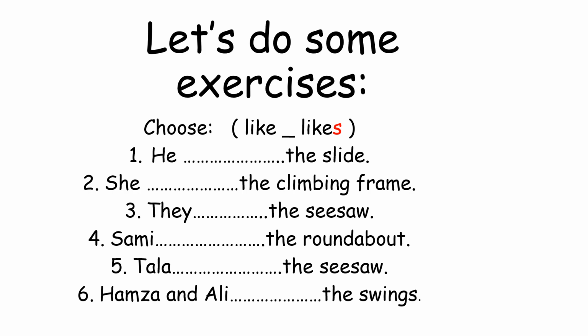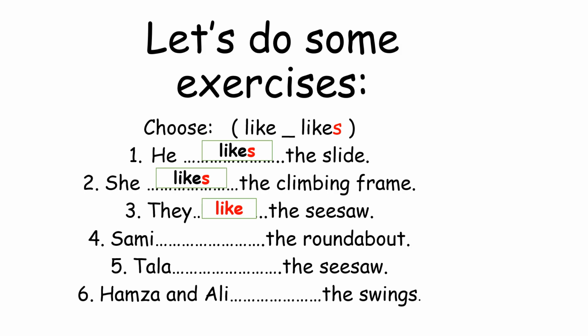He like the slide or he likes the slide. You have to choose here the suitable verb or the correct verb. Check your answer. He likes the slide. So after he, we have to add s. Number two, she like the climbing frame or she likes the climbing frame. Yes, she likes the climbing frame because after she, we have to put the verb with s. Number three, they like the seesaw or they likes the seesaw. Check your answer. They like the seesaw. We don't have to put s after the verb because we have the pronoun they. They plus verb.